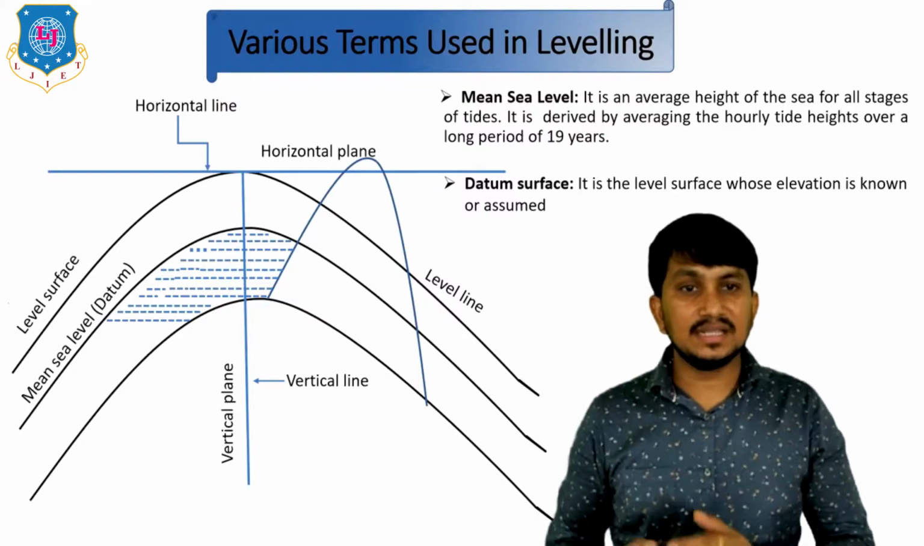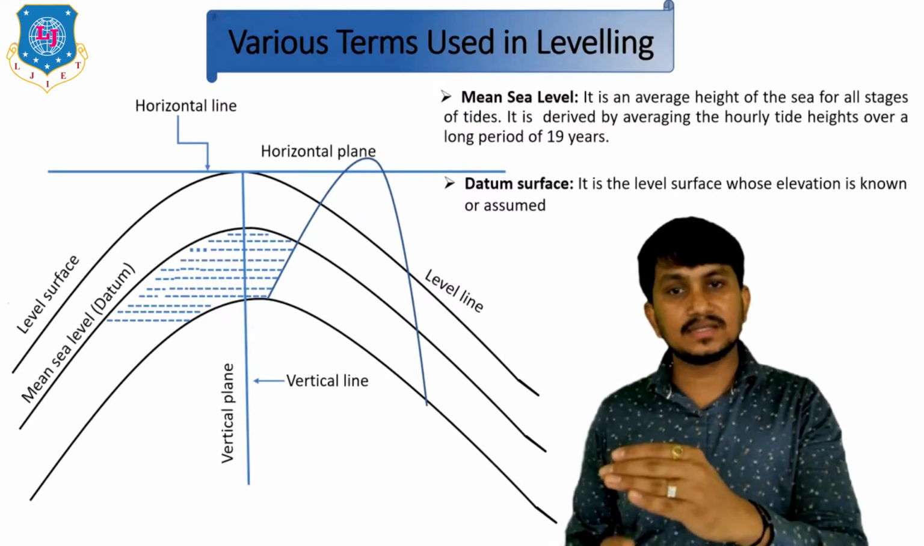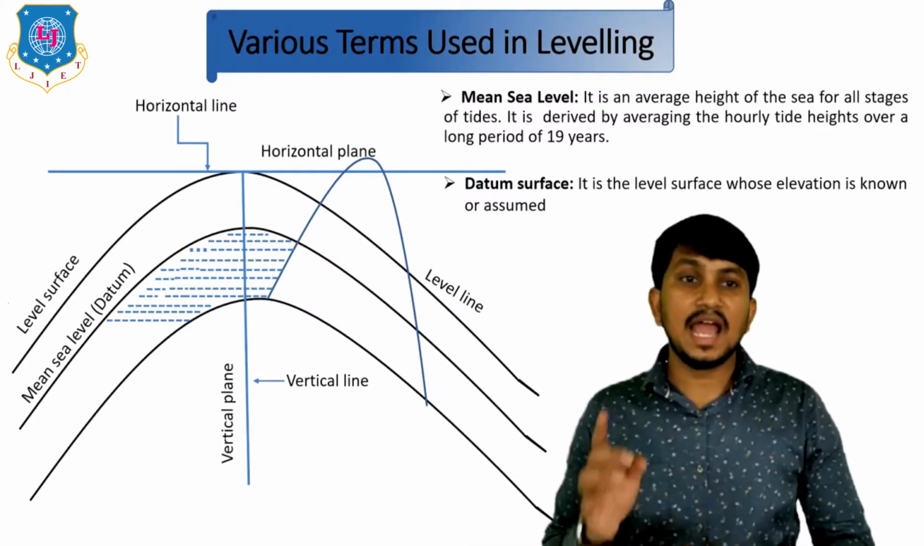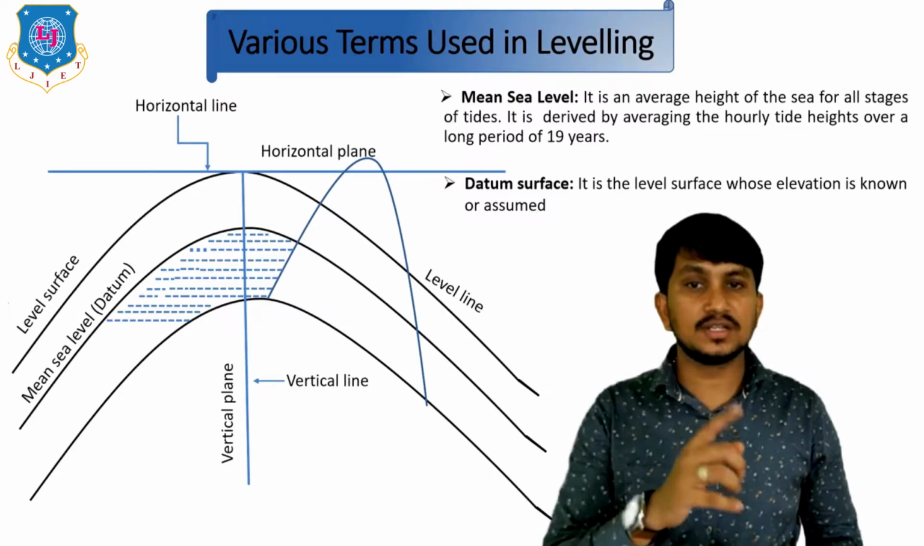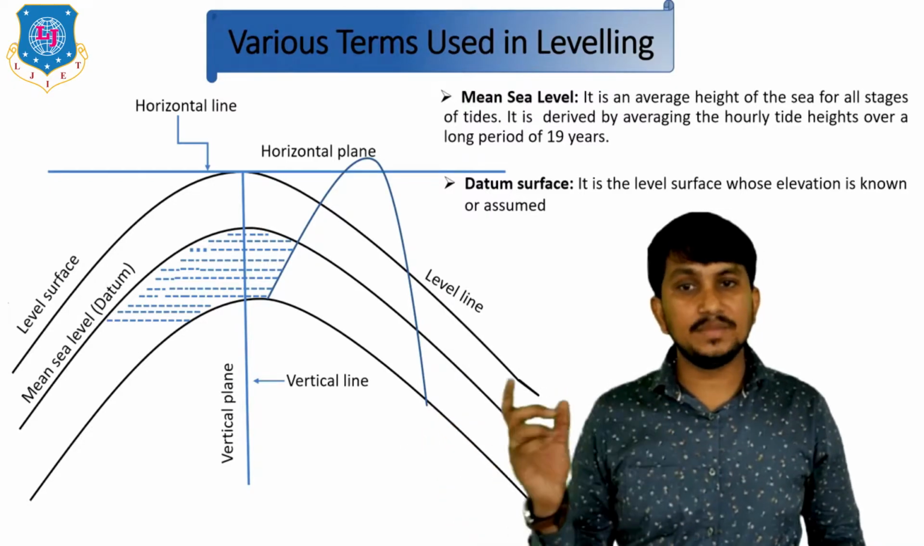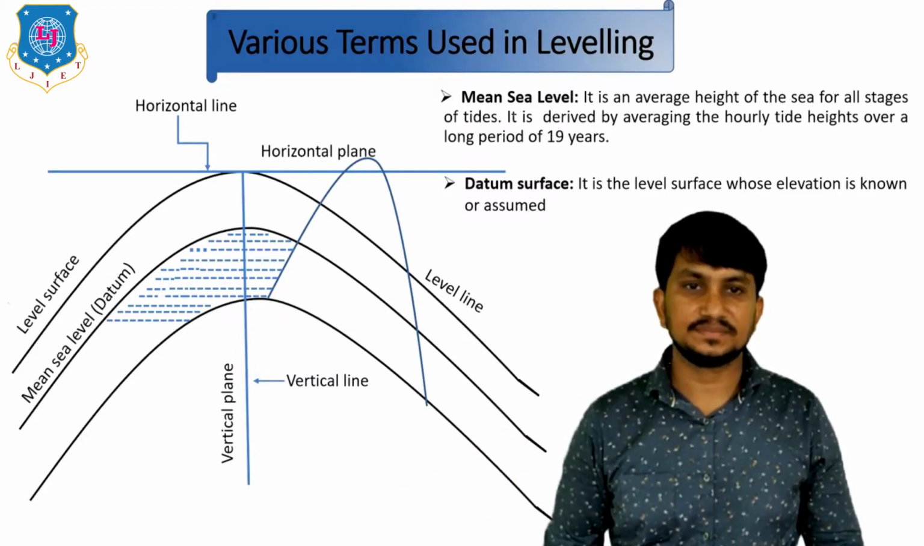Datum surface. It is the level surface. Level surface means exactly parallel to the spherical surface of the Earth. It is the level surface whose elevation is known or assumed. Here in mean sea level, the elevation of mean sea level is known, so it is called datum surface.